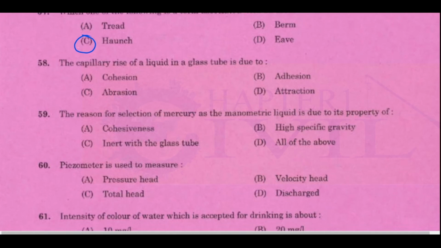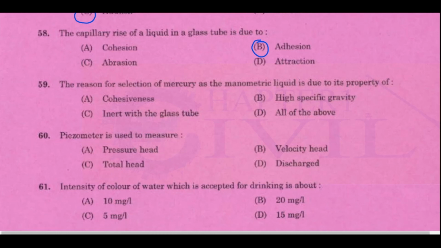Question number 58. The capillary rise of a liquid in a glass tube is due to cohesion, adhesion, abrasion, attraction. Correct answer is adhesion. Capillary rise of the liquid in the glass tube is due to adhesion. Question number 59. The reason for selection of mercury as the manometric liquid is due to its property of cohesiveness, high specific gravity, inert with the glass tube, all of the above. All of the above. Question number 60.